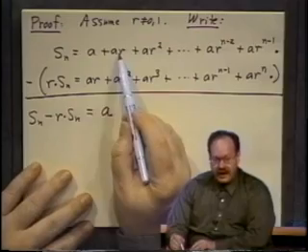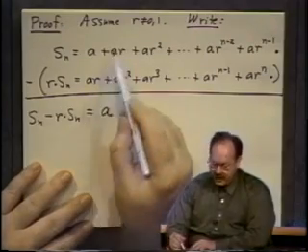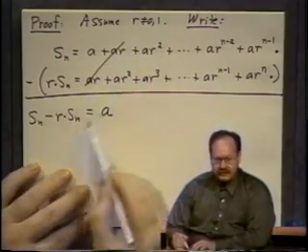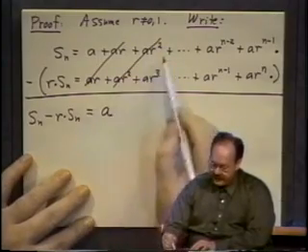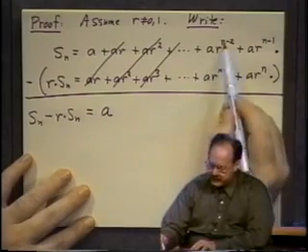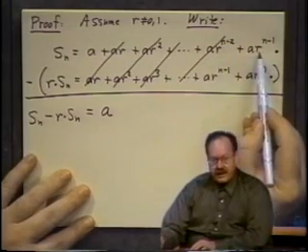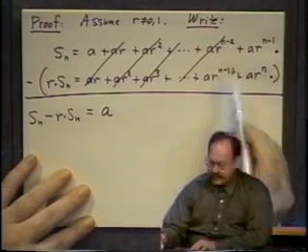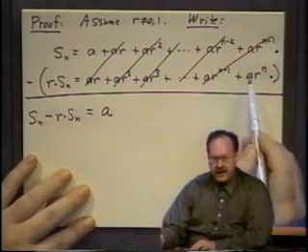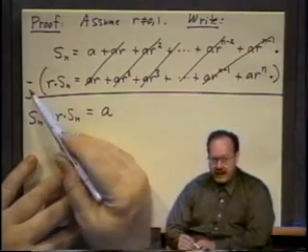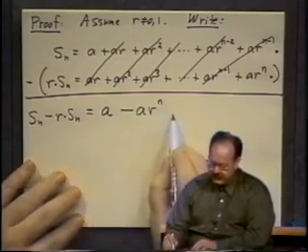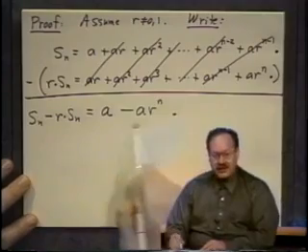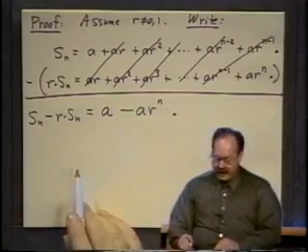However, look at this. ar minus ar, these two add to 0. ar squared minus ar squared, these two add to 0. This pattern continues. ar^(n-1), ar minus ar^(n-1), these add to 0. So we're left with this term, which remember has a minus out front of it. So we have a minus ar to the n. So we have an expression that has no more dots in the middle, which is quite nice.